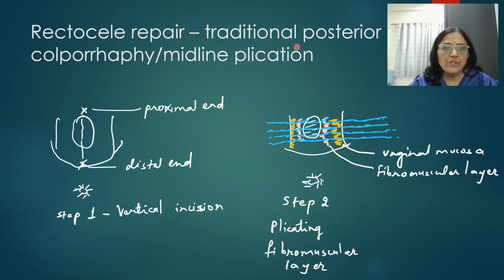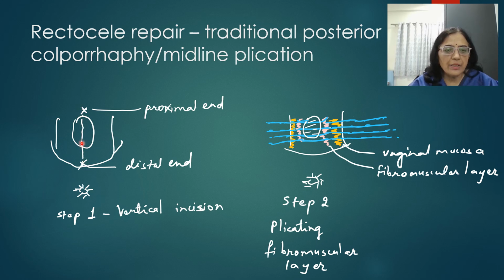Now for traditional posterior colporrhaphy or midline plication, again like cystocele, we have to give a midline incision. This proximal end is beyond the level of the bulge and the distal end is either at the incision where perineorrhaphy has been done, or it can be at the junction of the vaginal mucosa with the skin.